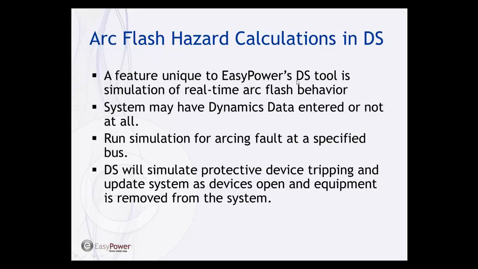Within stability, the system uses a single bus fault to run the calculation for the arcing fault. You can't do a fault all as you can in the short circuit. It would be on a case-by-case basis, and the stability focus will simulate the protective device tripping and update the system as devices open and equipment is removed from the system. That's part of updating the system.